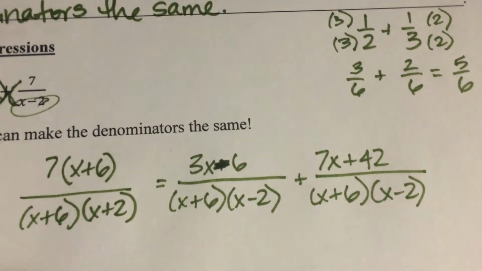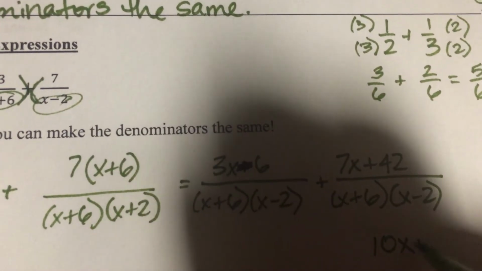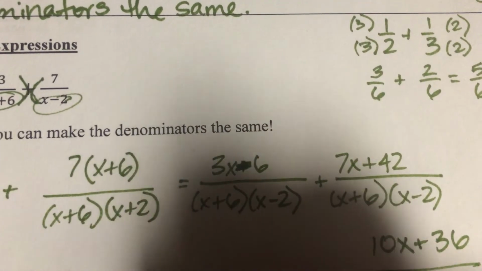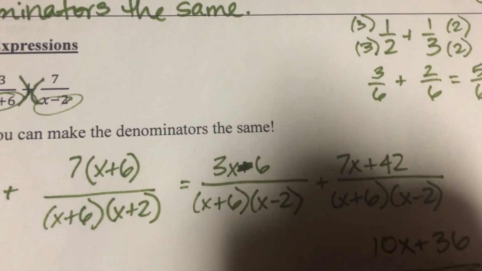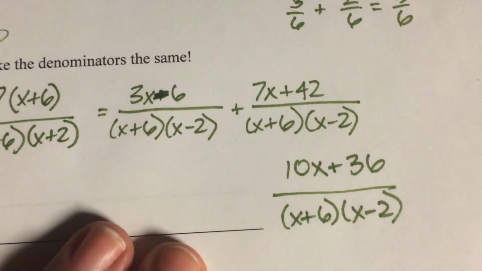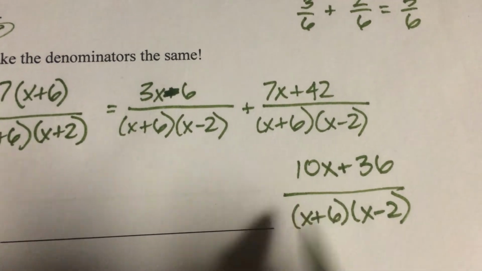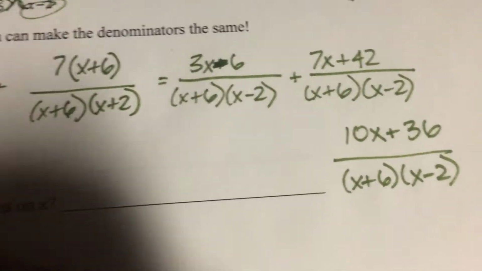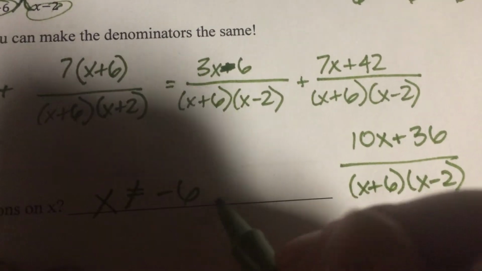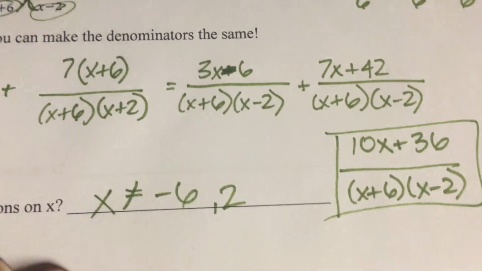Okay, now it's easy to just add your numerators together. So you're going to get 10x plus 36 all over x plus 6 times x minus 2. And you can leave your denominator factored like that. You don't have to FOIL it out. And so then your restrictions are just going to be whatever makes the denominator equal 0. So that's going to be x cannot equal -6 or 2. Okay?